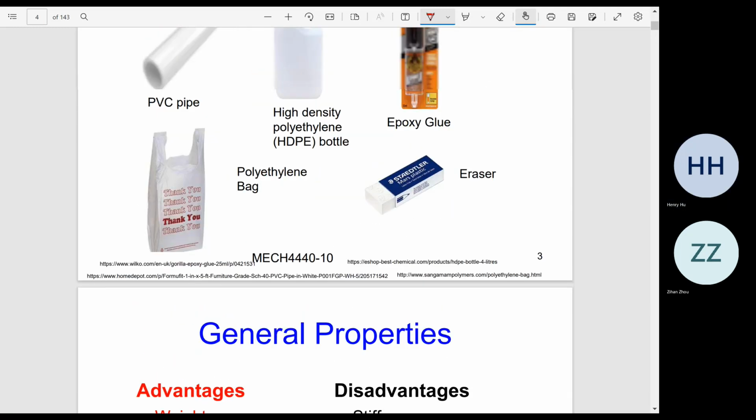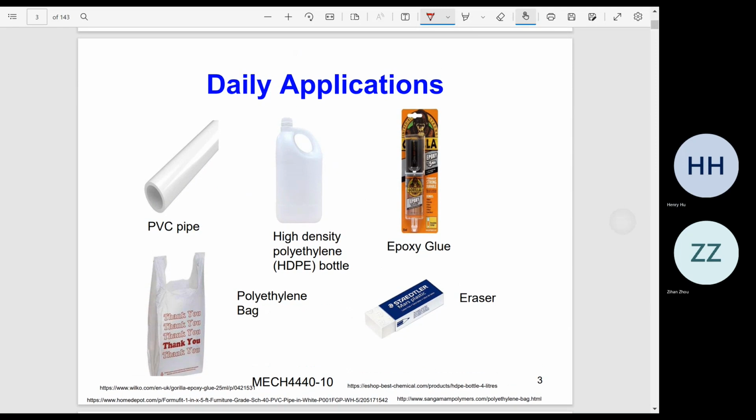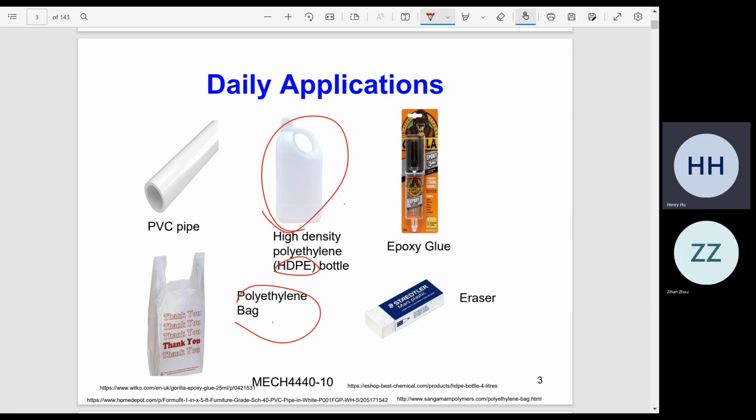Thank you. So, daily life, often you can see the milk jar, which is one type of polymer, high density polyethylene, HDPE, and those plastic bags, polyethylene bags, and then glues, epoxy glue, and those PVC pipes. And the eraser is one type of elastomer.